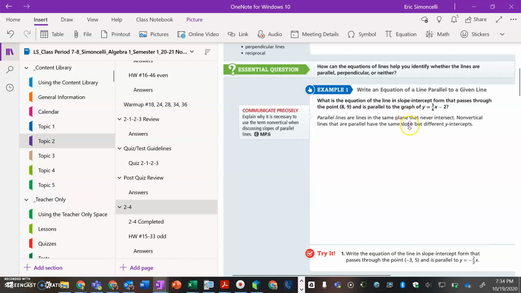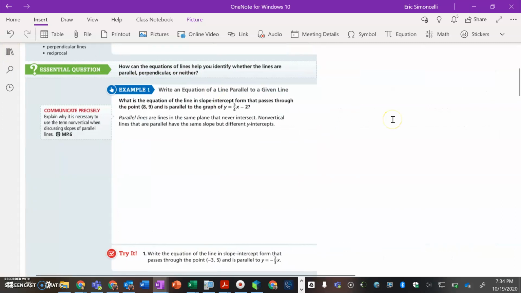Parallel lines are lines in the same plane that never intersect. Non-vertical lines that are parallel have the same slope but different y-intercepts. So the key here is that lines that are parallel have the same slope. They never intersect, of course. That's essentially what parallel means. As far as the slope goes, they're the same, but of course it also says different y-intercepts. If they happen to have the same slope and the same y-intercept, then that would be the exact same line.